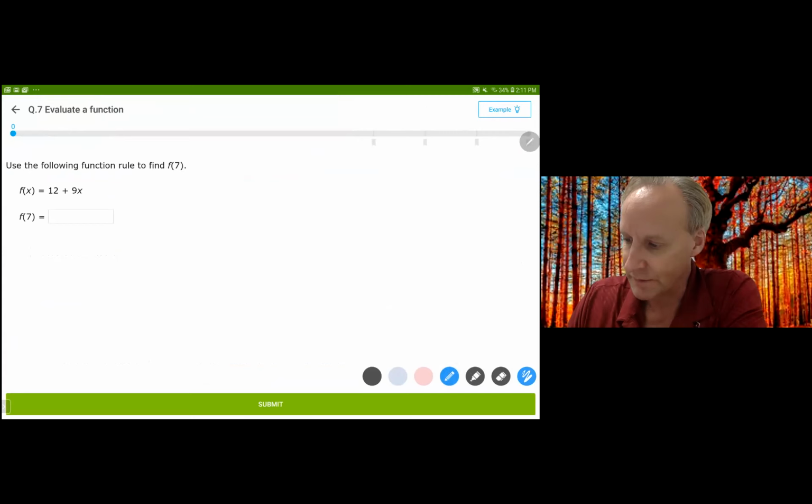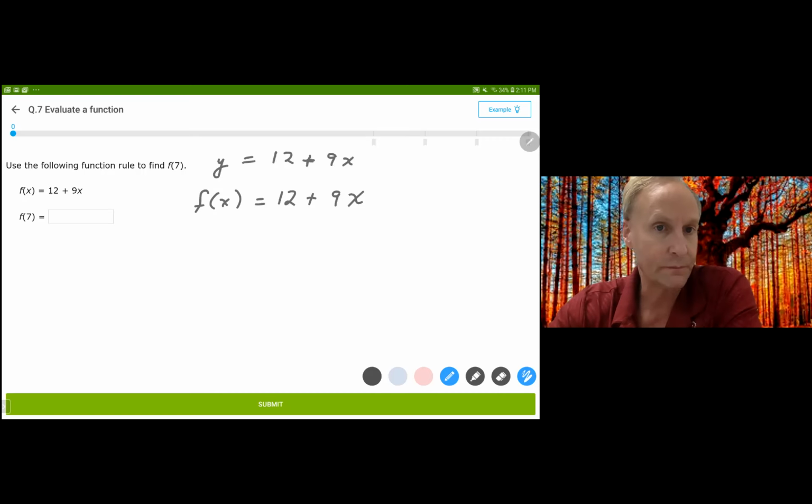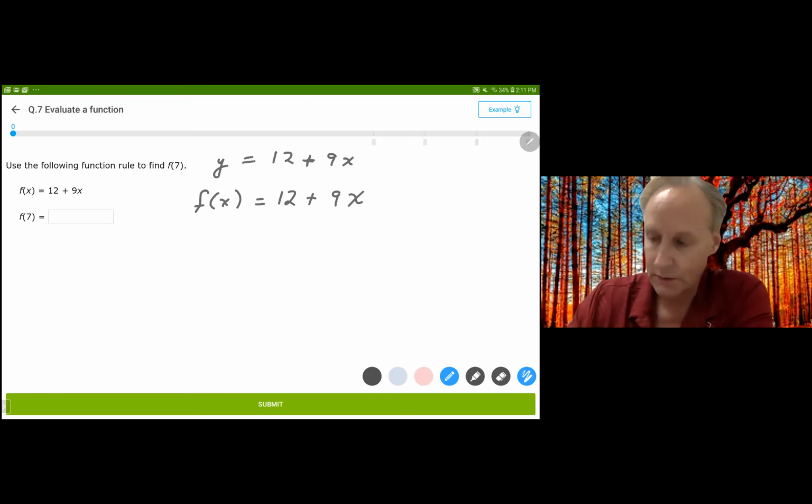Look at what it says. It says f of x equals 12 plus 9x. By the way, f of x and y are identical. There is no real difference. This is the same thing as writing y equals 12 plus 9x, because a lot of times we think of y as being a function of x. The question, though, is asking you to evaluate f of x.